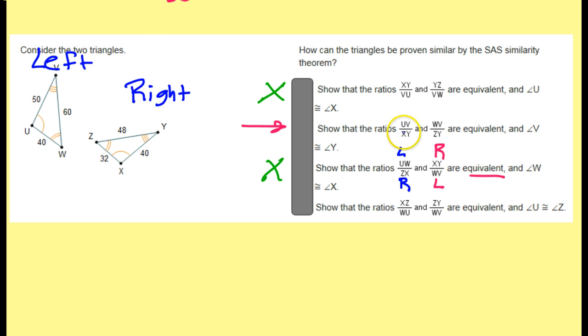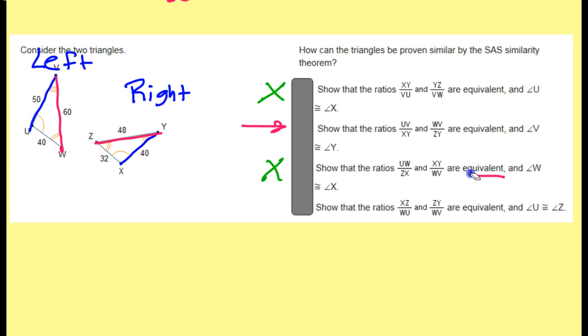Okay, let's look back at it. We had UV over XY. Here's UV, which is on the left, and then we had XY, which is on the right. So we did left over right. And then we had WV, which is on the left again, and then we had ZY, which was on the right. So we had left over right and left over right. So that one was okay. That's just another thing to watch out for.